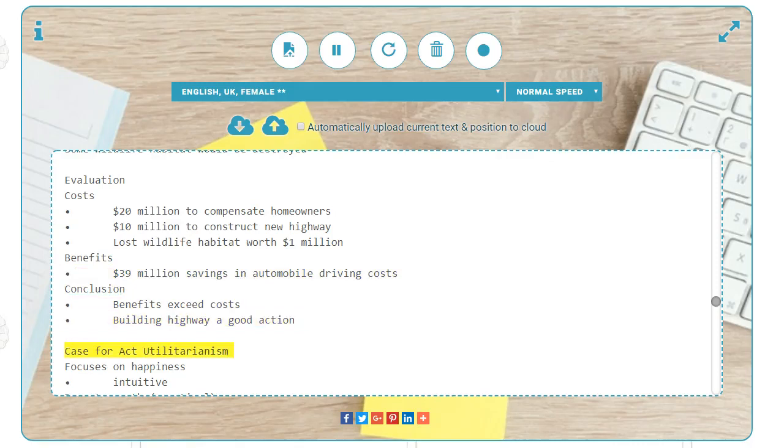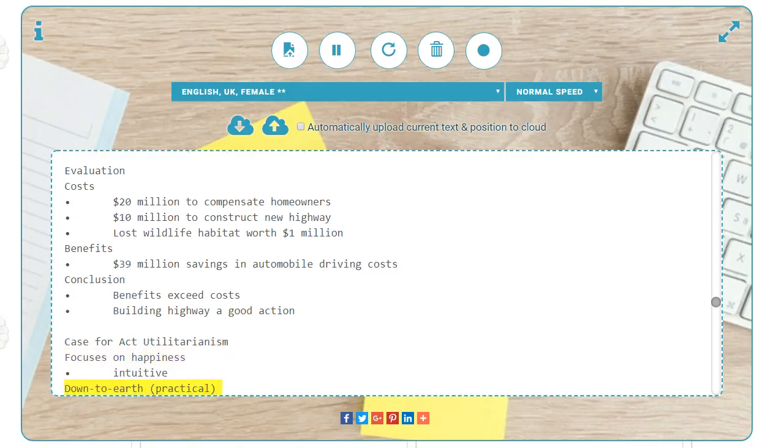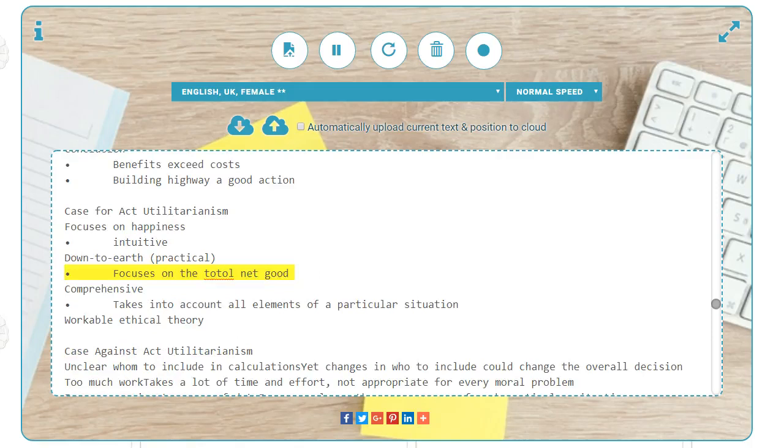The case for act utilitarianism. It focuses on happiness. It is intuitive, down-to-earth, and practical, and focuses on the total net good. It is comprehensive, taking into account all elements of a particular situation. It is a workable ethical theory.